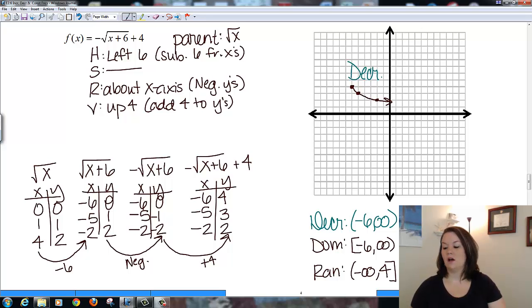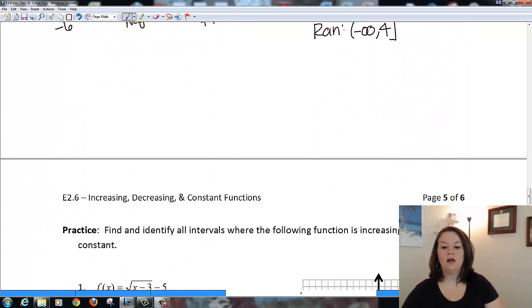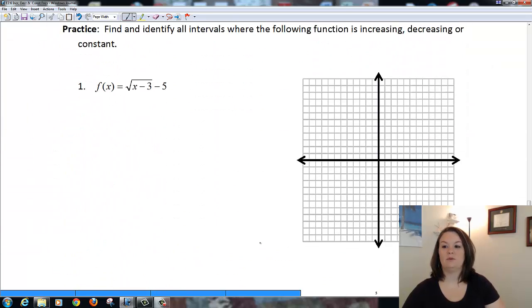Okay? All right. So there are 2 examples for y'all to do. I would like you to work them the same way I've been working these. Use your transformations to graph the function. Once you've graphed the function, list the intervals of increasing, decreasing, or constant, and find domain and range. Okay? I'll give you a minute, and then we'll go over them.